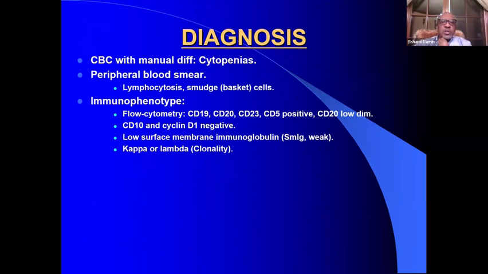Because we could see smudge cells or basket cells in other conditions, even in viral disease. So it is not pathognomonic for CLL, but it is commonly seen in CLL.